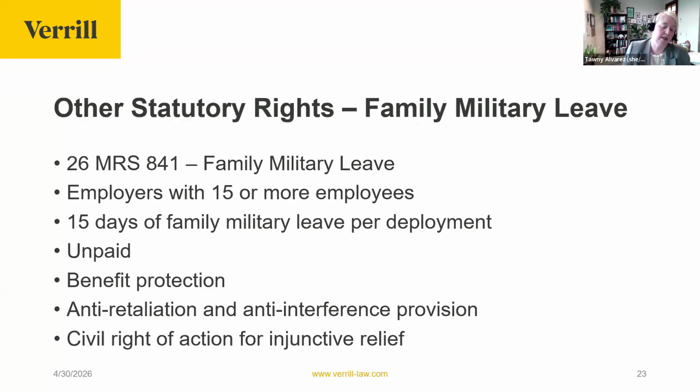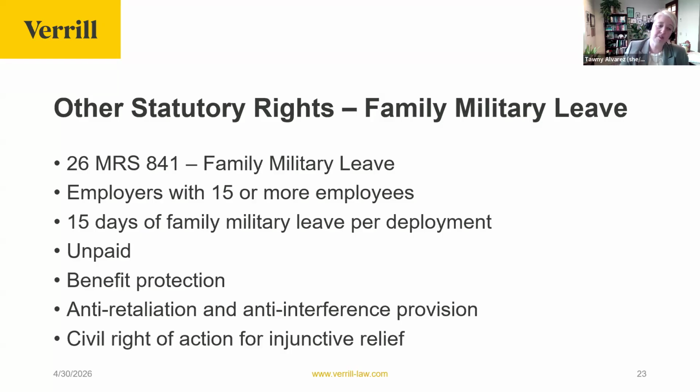This is found under 26 MRSA 841, family military leave. It only applies to employers with 15 or more employees, and it's a Maine statute. It provides 15 days of unpaid family military leave, and that's per deployment. There's benefit protection during that time, similar to FMLA leave, where you have to continue to provide the employee with the same benefits that they would have received had they been actively employed. There's also an anti-retaliation and anti-interference provision there.